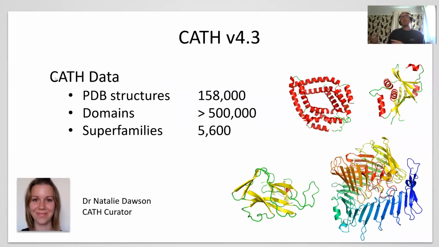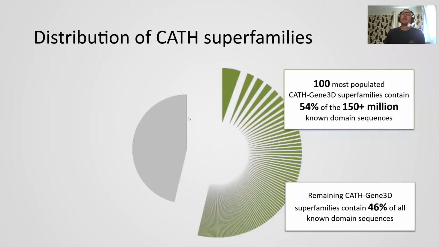The latest CATH Plus version, which is 4.3, has just over 150,000 PDB structures. It has just over 500,000 structural domains, and they've been classified into around 5,000 superfamilies. 4.3 was work mainly done by our CATH curator at the time, Dr. Natalie Dawson. Not all superfamilies in CATH are uniformly distributed. So it turns out that actually lots of superfamilies are very small, and a small number of superfamilies are very large.